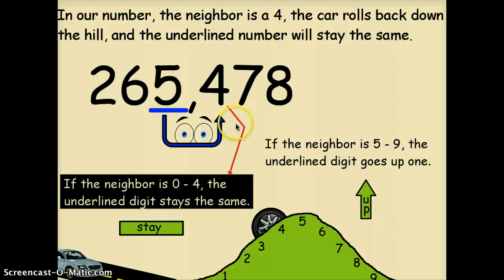Looking back at our example, we have a neighboring value of 4. The car is going to get stuck and roll back down the hill. That means the underlined digit is going to stay the same. If the 4 had been a 5 or greater, we would have had to change this underlined digit to 1 up, which is a 6.